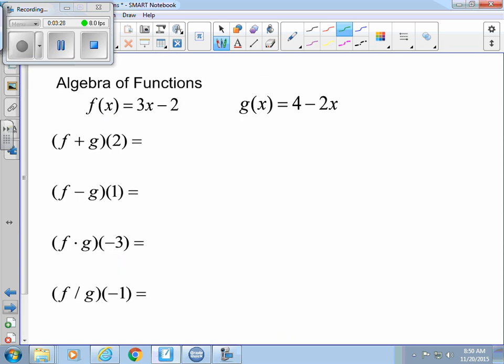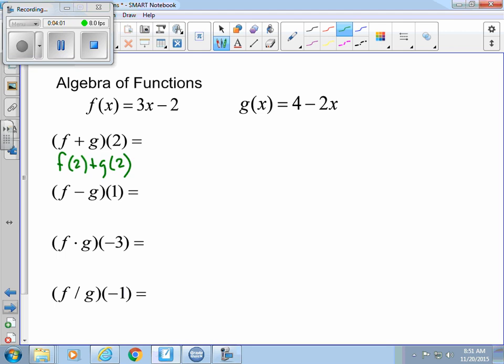What's the difference in this slide and last slide? Oh, there's a number involved. So f plus g of 2 means f of 2 plus g of 2. Really careful on this. What it does not mean is times 2. A lot of people will do f plus g of x and then multiply everything by 2. That's not what that means. Everyone understand? It's f of 2 plus g of 2.